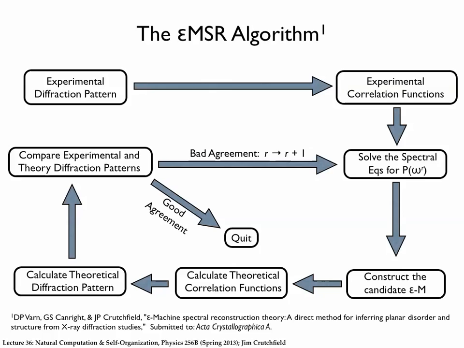And when you finally get agreement that is within, let's say, the experimental error of the apparatus that you use, then you would quit, and that epsilon machine would be what you would call your answer.